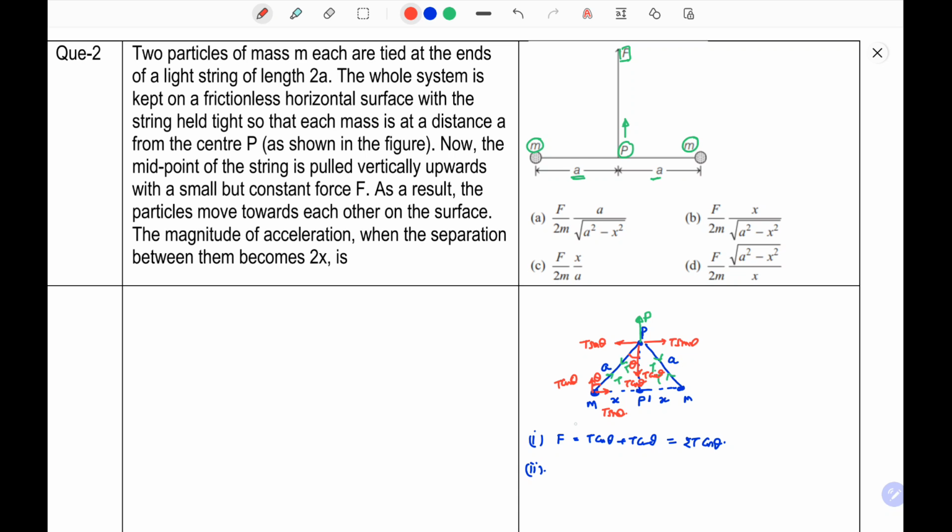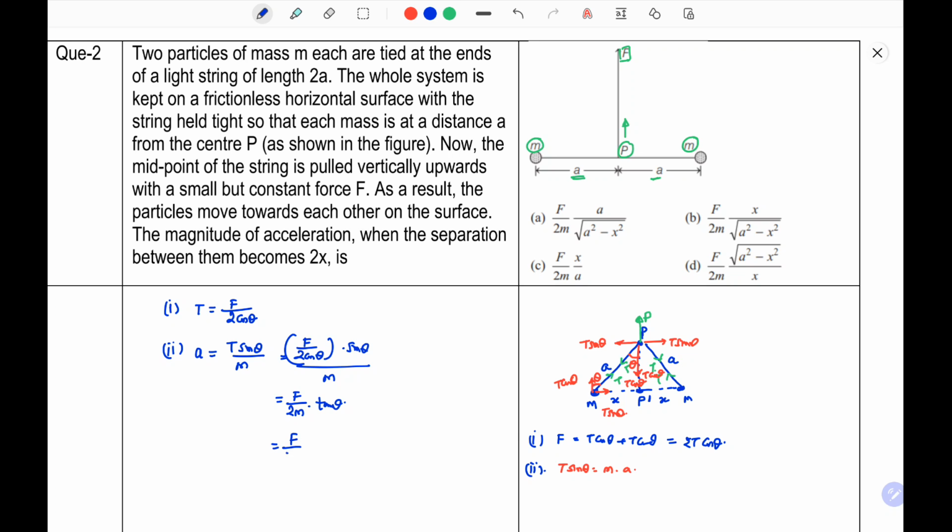Because the mass particle will accelerate along the x direction, we'll write T sin theta equal to m into a. So from equation number 1, we can find the tension in the string, it will be F by 2 cos theta. And from equation 2, the acceleration of the mass particle will be equal to T sin theta by m. We will substitute the value of T, it is F by 2 cos theta, into sin theta by m, and it will be equal to F by 2m into tan theta.